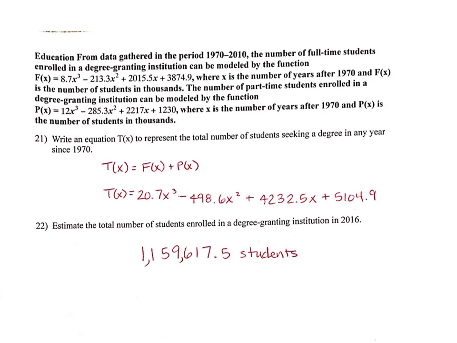Okay, woohoo, this is the last page. Question 21 is asking you to write an equation. It's asking for the total number. So f of x is full-time, p of x is part-time. So to figure out the total number, we just need to add those together. So that's all I'm telling myself right here, that we're adding.